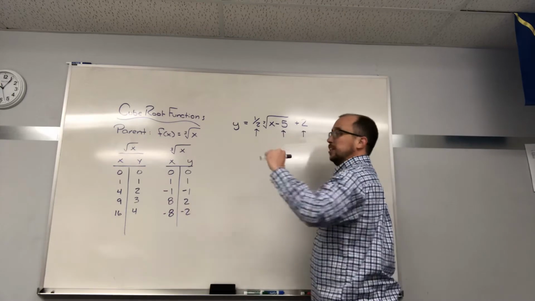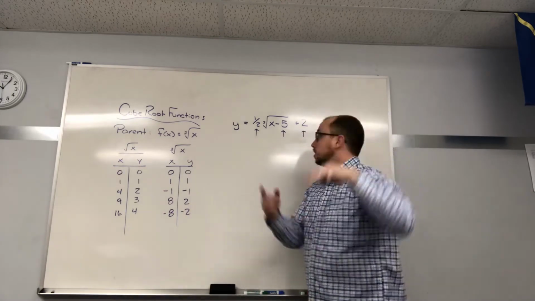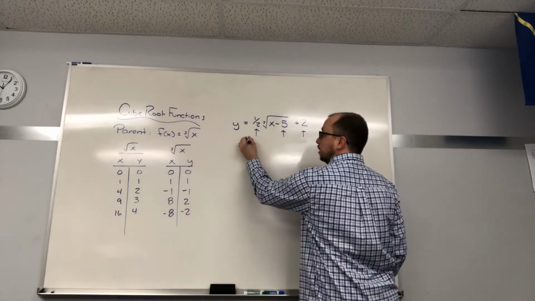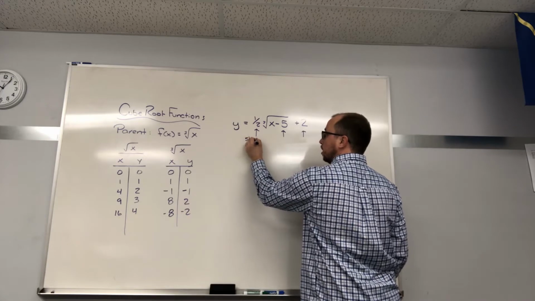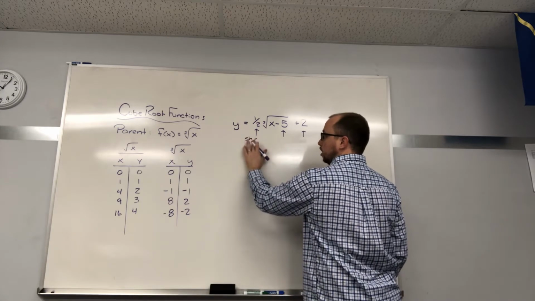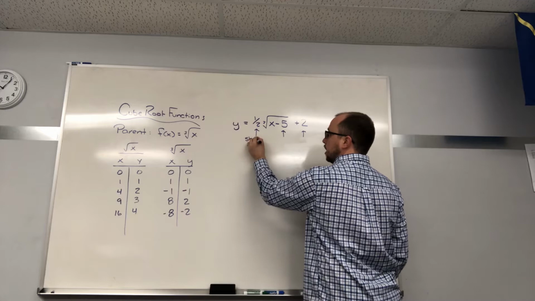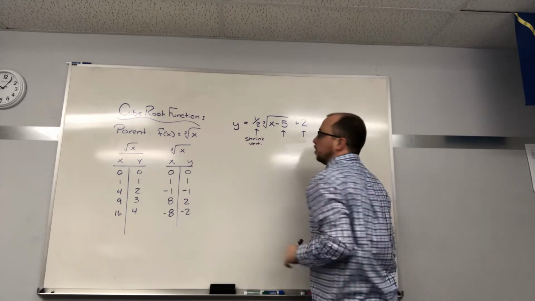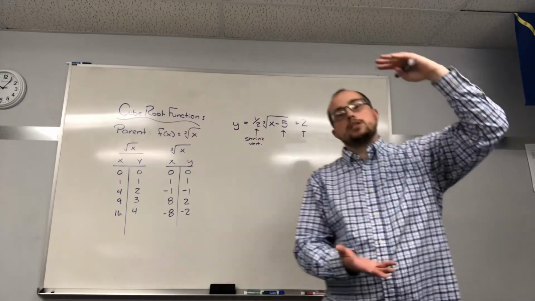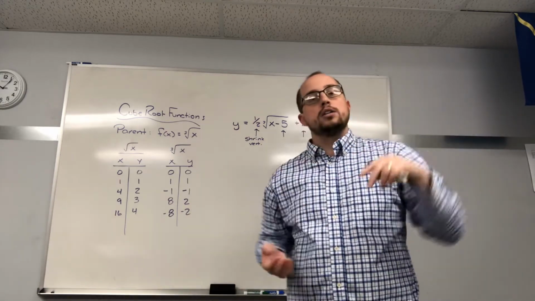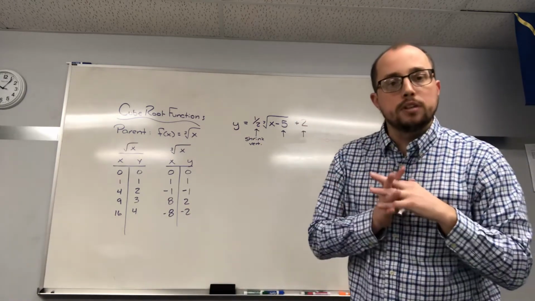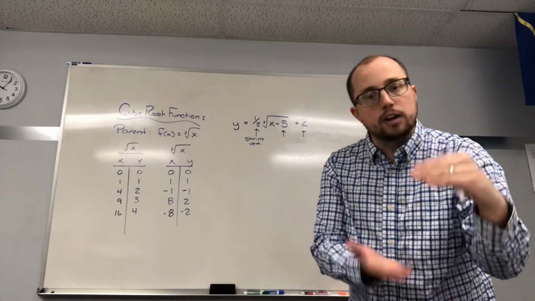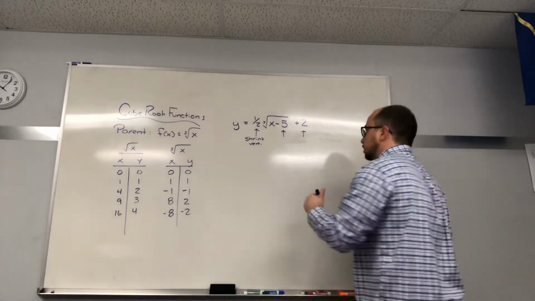The 1/2 out front, well, it's out front, so that's affecting the y's. And since it's a 1/2, that is a shrink. Okay? It's a vertical shrink. Instead of the graph being taller, it's going to shrink down smaller. And it's already flatter, so it's going to make it pretty flat. But we'll deal with that when we get there.